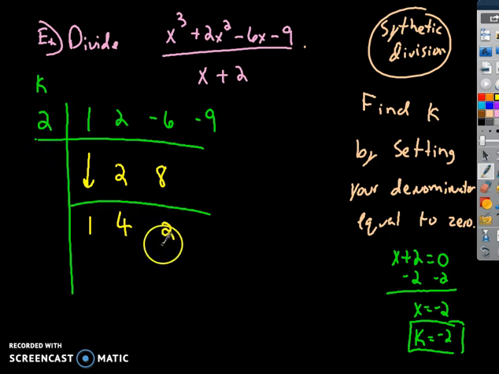And then whatever's there gets multiplied by k. So 2 times 2 is 4. Negative 9 plus 4 is negative 5. And that's the last number in the list. So this last number is my remainder.